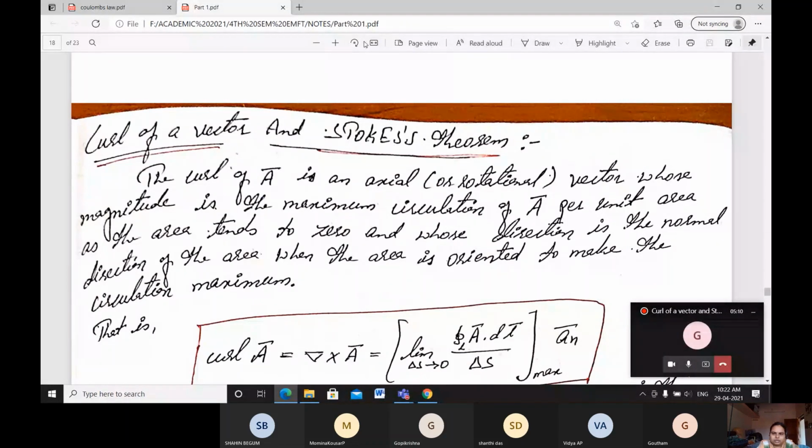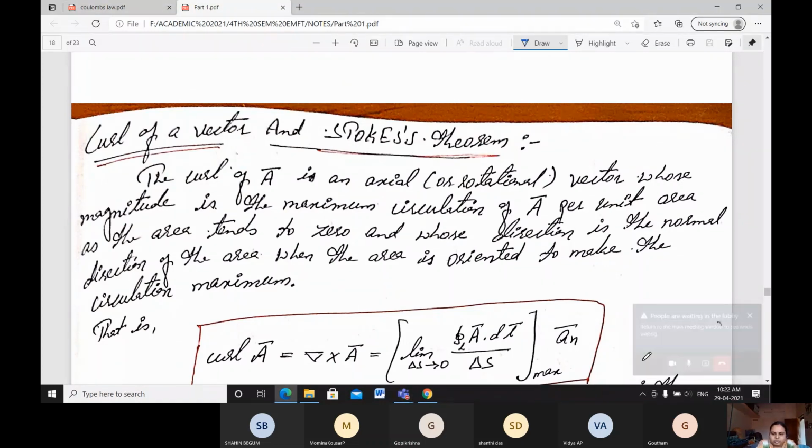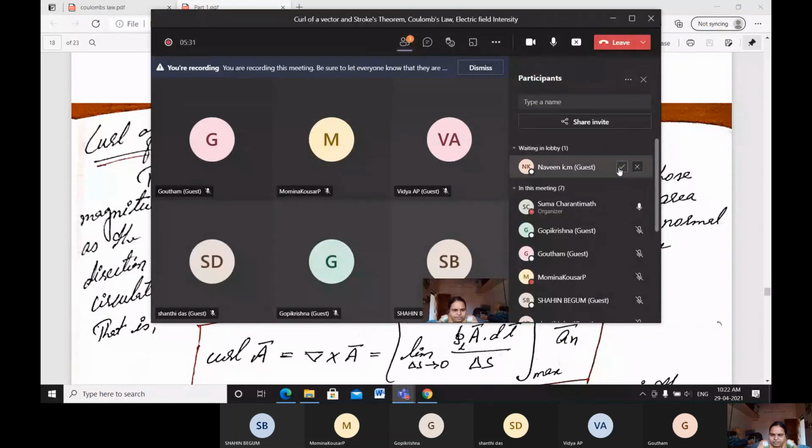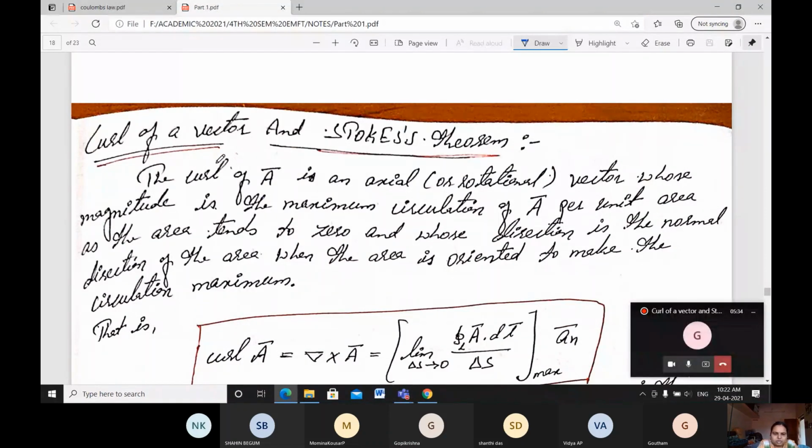Next topic is the curl of a vector, or Stokes theorem. Here the Stokes theorem will come again in the third module. Now I will go through the Stokes theorem only here, and we will write again how Stokes theorem is used in the third module also. The curl gives us information for our electromagnetic field.